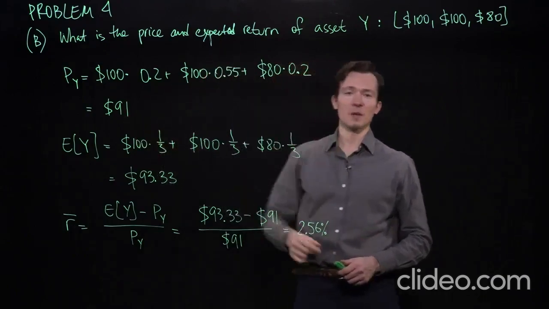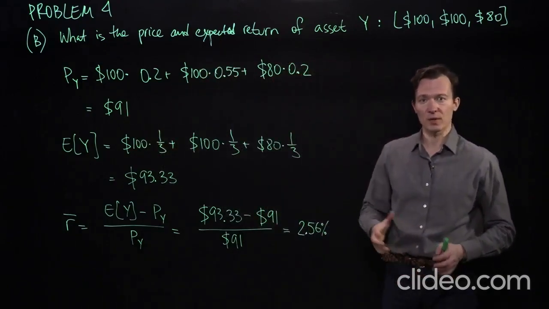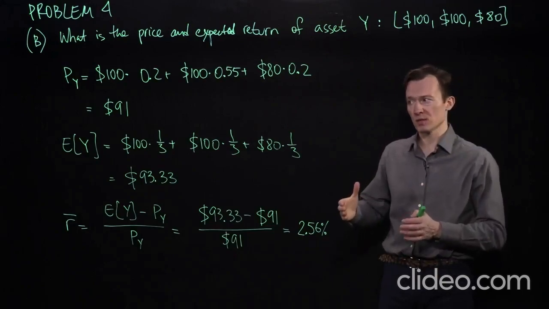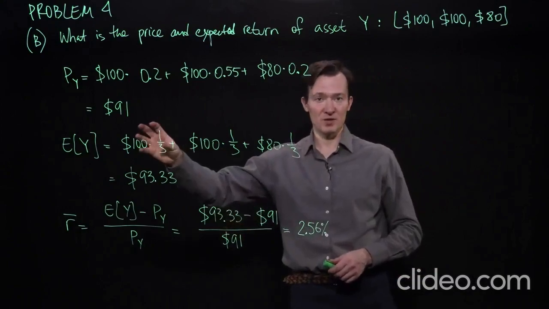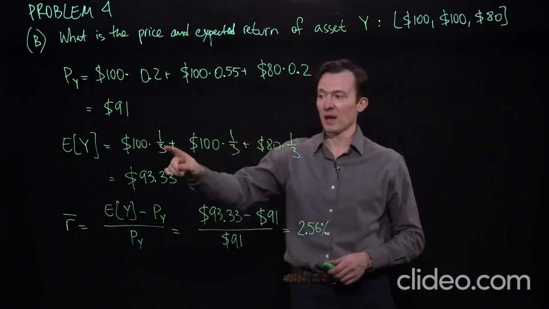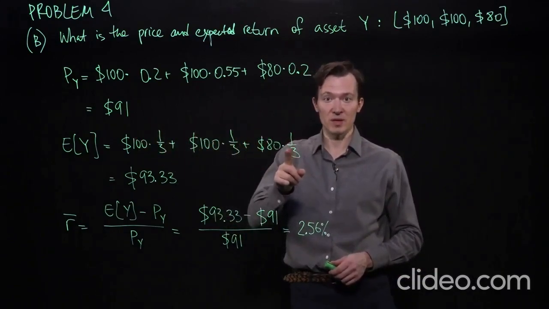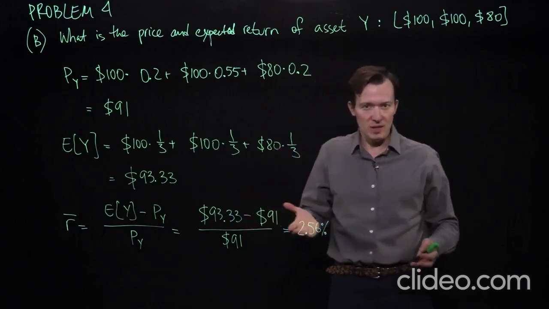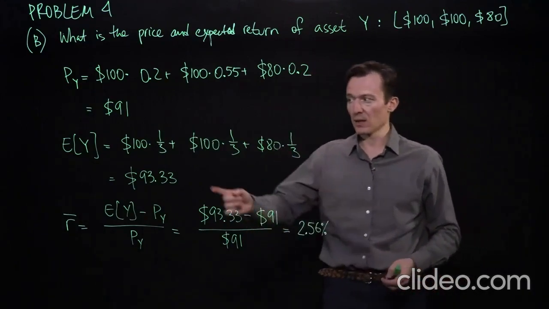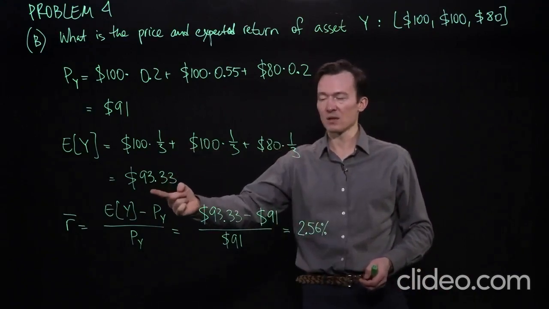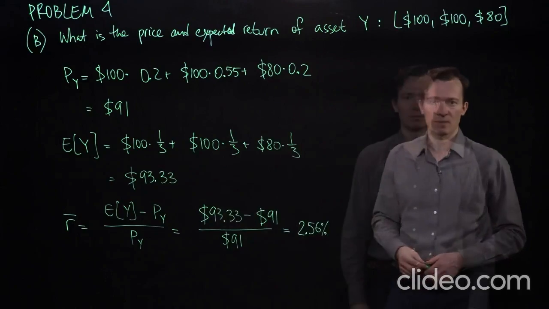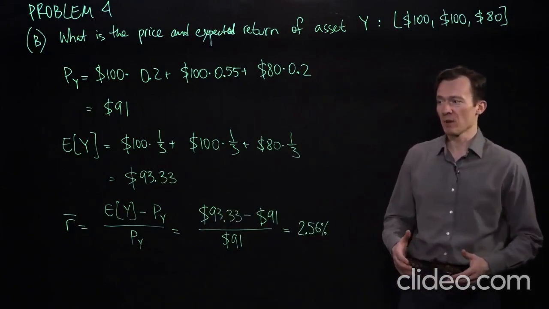Now, to find the expected return, we again start with the expected payoff that we get on this asset. The expected payoff equals the payoffs that we get in each of the three states times the probabilities of each of the three states. Because each of the three states is equally likely, the probabilities again are 1/3. So putting this all together gives us $93.33.